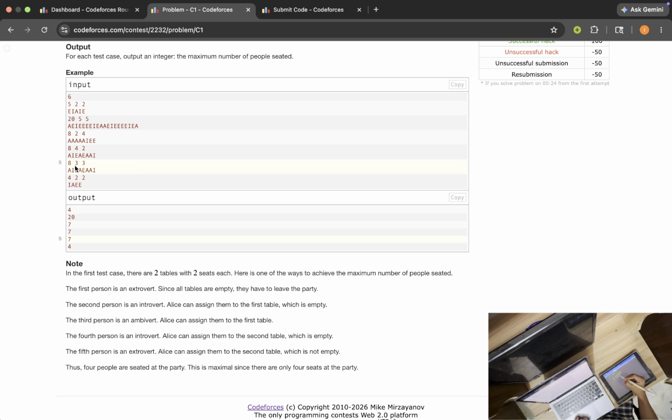Obviously, the answer is pretty obvious, I guess. Introvert, then just ambivert, extrovert. They can go anywhere. Oh, extrovert has a problem, yeah. They want to sit somewhere where a person has already been seated.